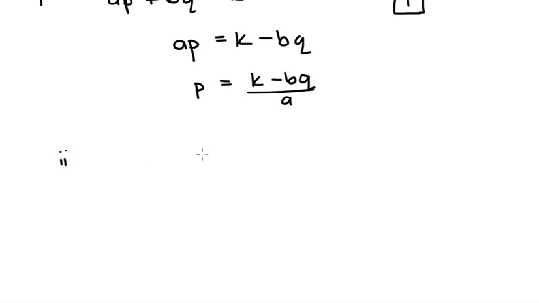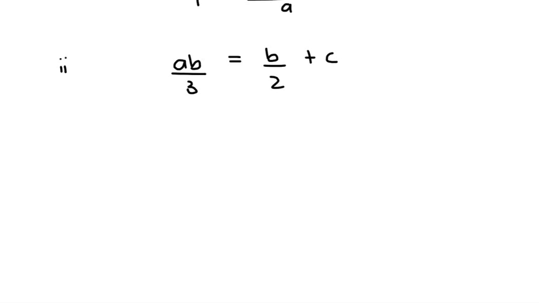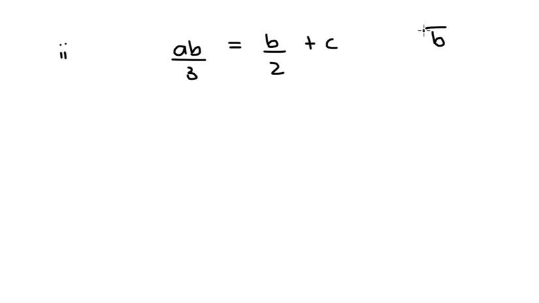So with the next question, we have ab over 3 is equal to b over 2 plus c. And in this case, we want to make b the subject. So what we have to watch out for here is that we have two terms containing b. So again, we start off in the same way. Everything containing b we want on one side, everything not containing b we want on the other. So I'm going to leave my first term on the left, move my b over 2 over, so it becomes minus b over 2, and the c is staying on the right.